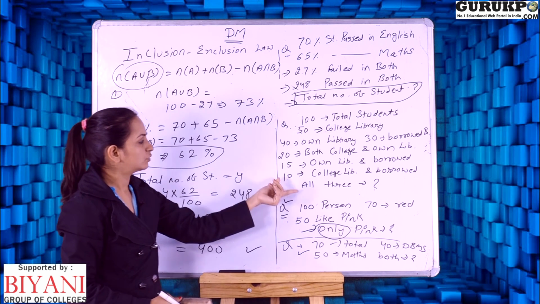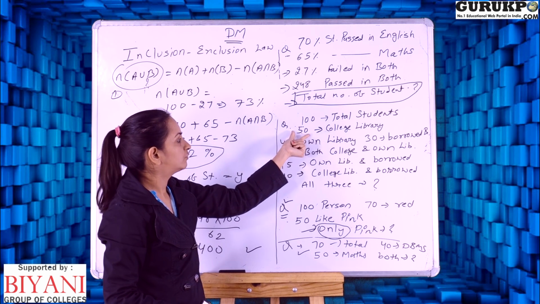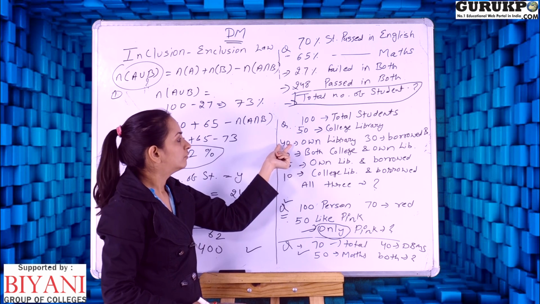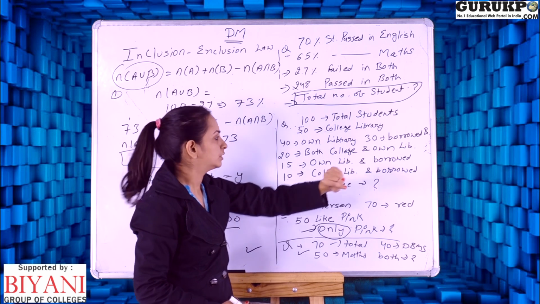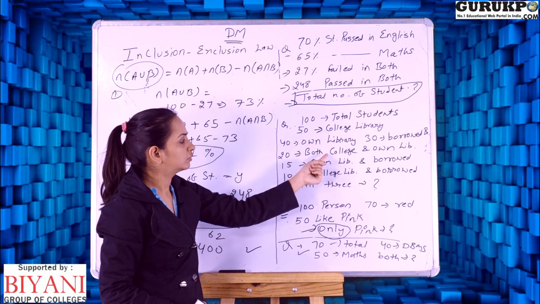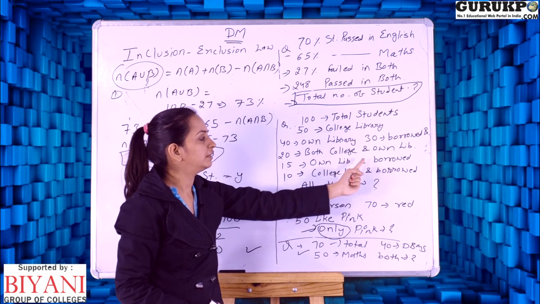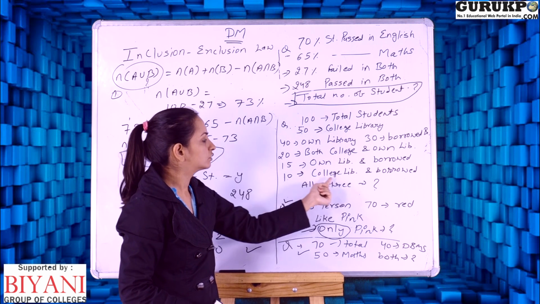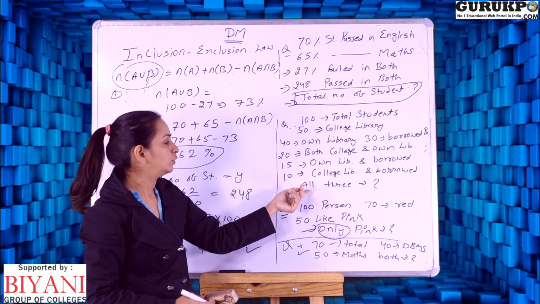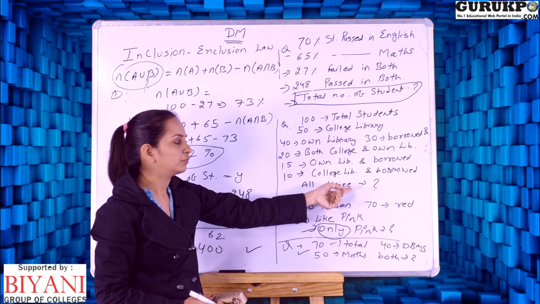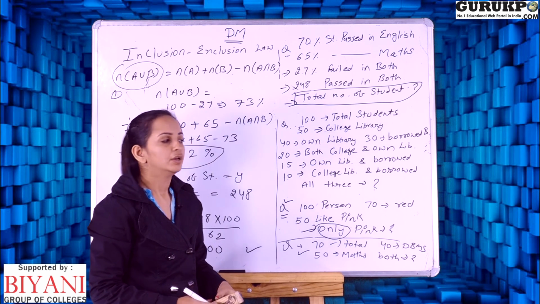Okay, and this is a question you have to do on your own. The question says that there are 100 total students, in which 50 students use the college library, 40 students use their own library, 30 students borrowed books from other students, 20 students use both the college library and their own library, 15 students use their own library and borrowed books, and 10 students use the college library and borrowed books. You have to find how many students use all three ways to read a book. That means they are using the college library plus their own library plus borrowed books. You have to find this one.